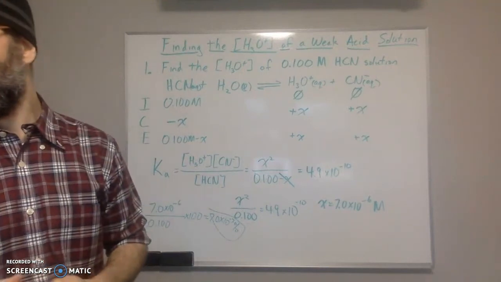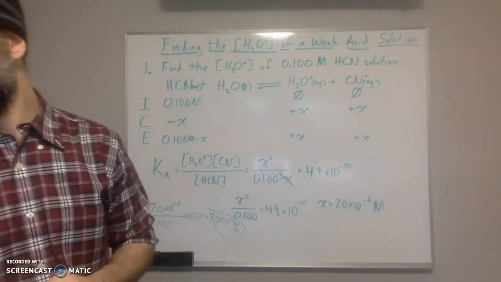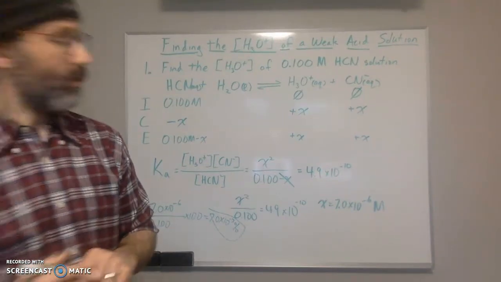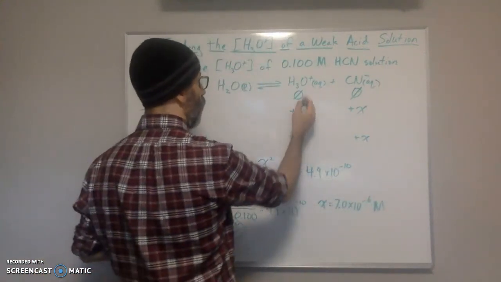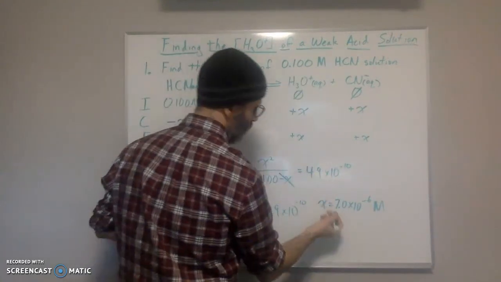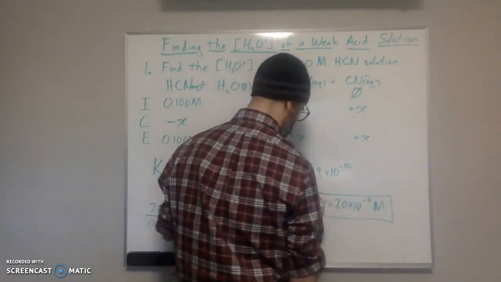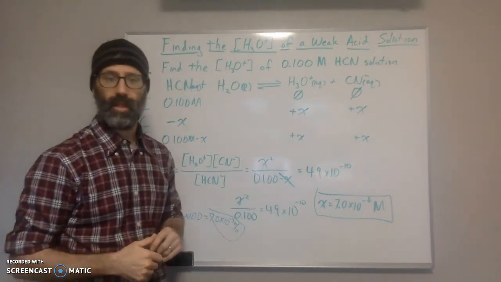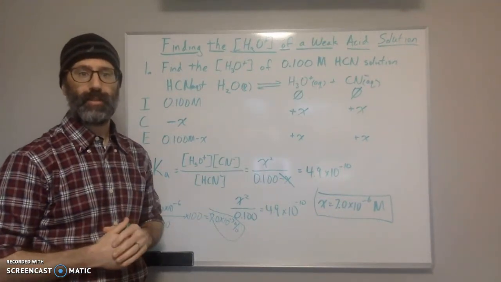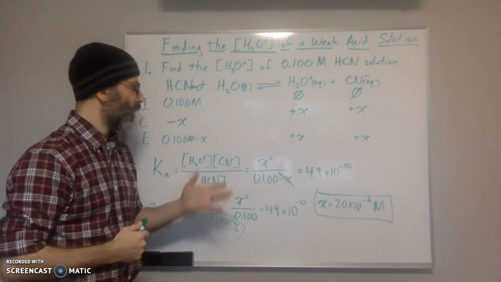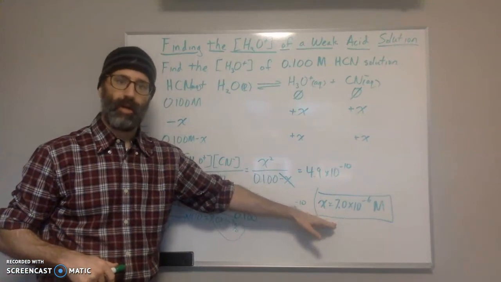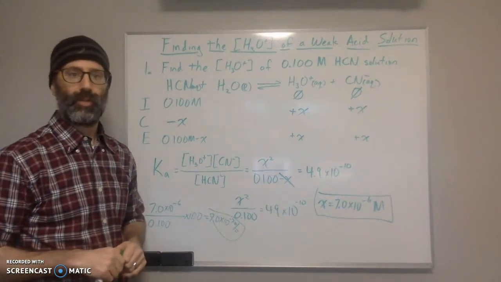So then this will be our x value. And so then we can find the concentration of H3O plus, the hydronium ion, which is x. Basically, that's the concentration of the hydronium ion for this weak acid. We weren't asked for pH here, but if we wanted to find pH, then we'd take the negative log of that, and that would give us the pH for this weak acid.